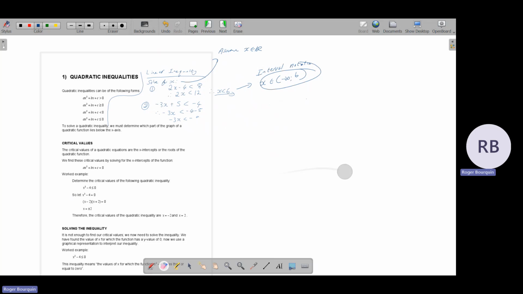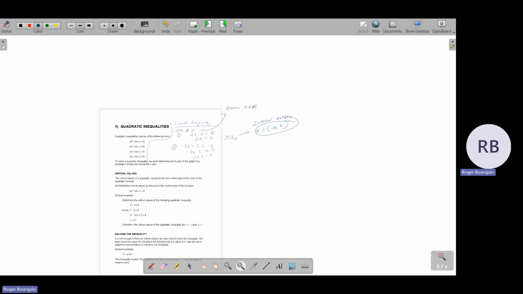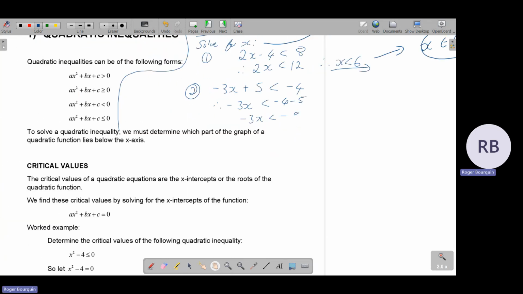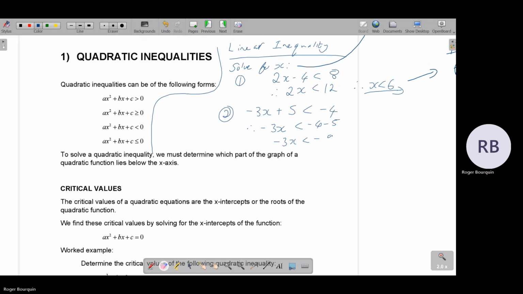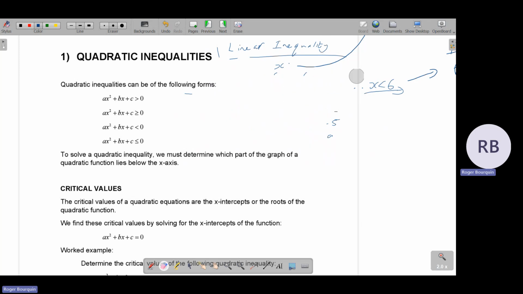Okay, right. So now, guys, all of these are called linear inequalities, right? Because degree 1 is linear. Quadratic equations were equations of degree 2, right? Okay. So now we're going to do quadratic inequalities. If we look at this, all of these are examples of quadratic inequalities. A, B, and C just stand for numbers, right? You should just make one little note here.